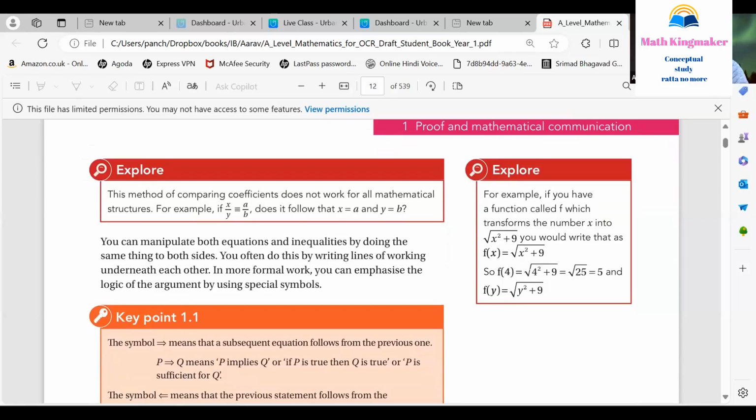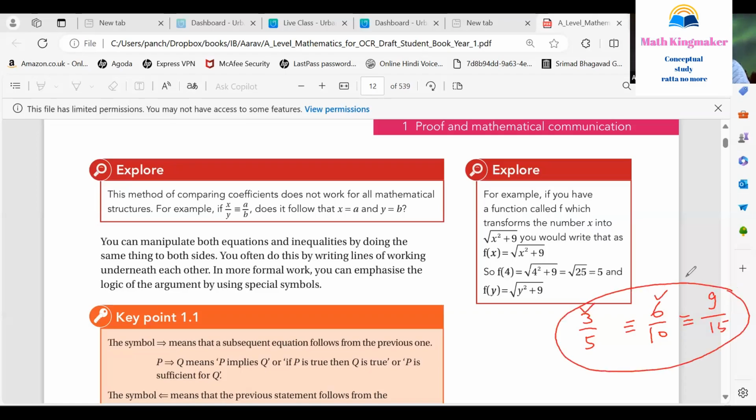This method of comparing coefficients doesn't work for all mathematical structures. For example, if x upon y is congruent to a by b, you cannot say that x is equal to a and y equal to b, because they may have some common multiplier. 3 by 5, you can write it as 6 by 10, or 9 by 15. These values are the same, but can 3 or 6 be equal? No, 6 and 9 are different. So in this scenario, you cannot equate them. You need to remember it, and it's common sense.